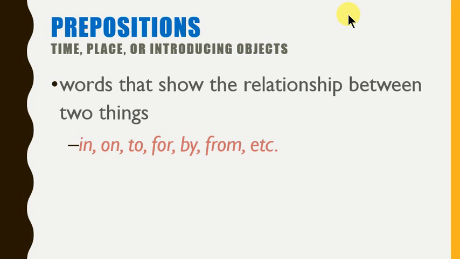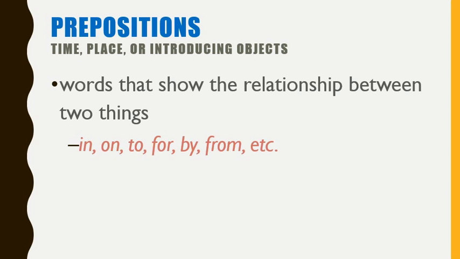We're going to talk about prepositions here. Prepositions are very easy, right? You should all be very familiar with prepositions. Words like in, on, to, for, by, from. So what are they? They are words that show relationship between two things.